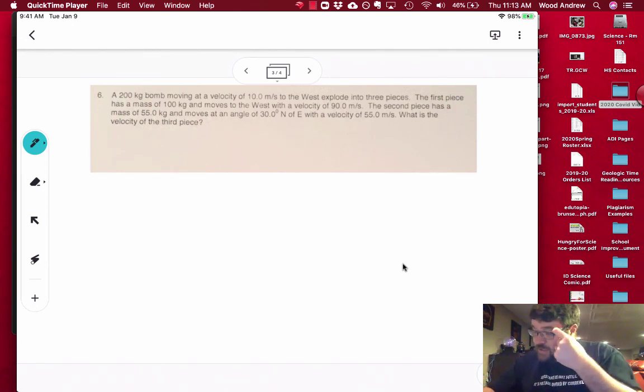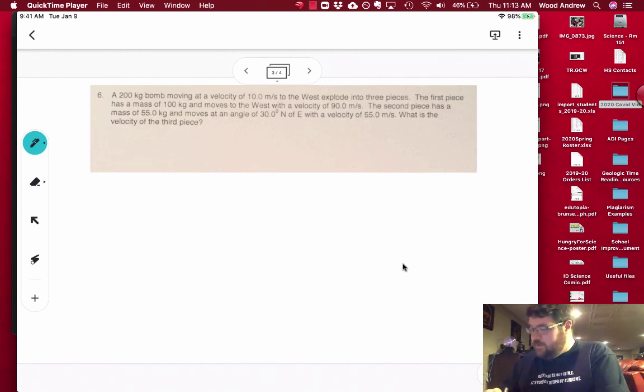So, number 6 says we have a 200 kilogram bomb moving with a velocity of 10 meters per second to the west that explodes into 3 pieces. The first piece has a mass of 100 kilograms, moves to the west with a velocity of 90 meters per second. The second has a mass of 55 kilograms, moves at an angle of 30 degrees north of east, with a velocity of 55 meters per second. And then what is the velocity of the third piece?